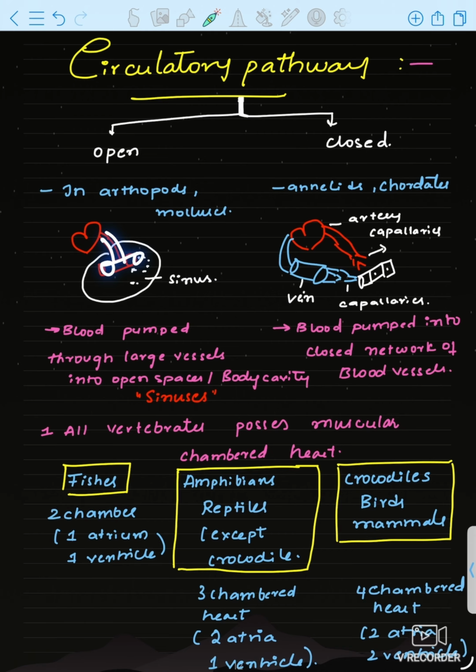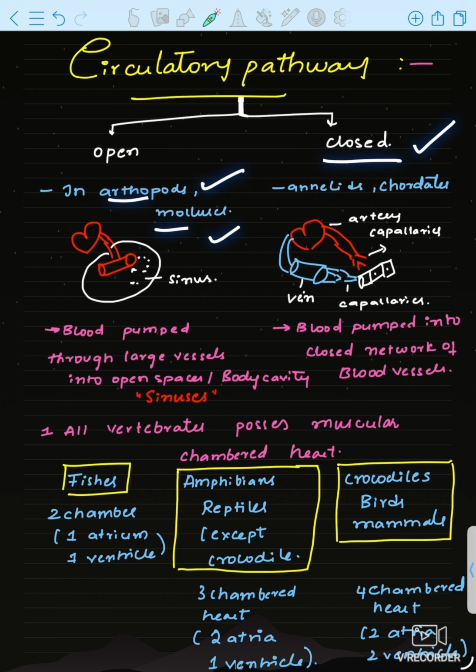Blood vessels are there. Blood will be transported by blood vessels, and it does not have minute capillaries. Okay, it will just drain into a sinus, just into the body fluid. That is why it is open. A common example is arthropods and mollusks.